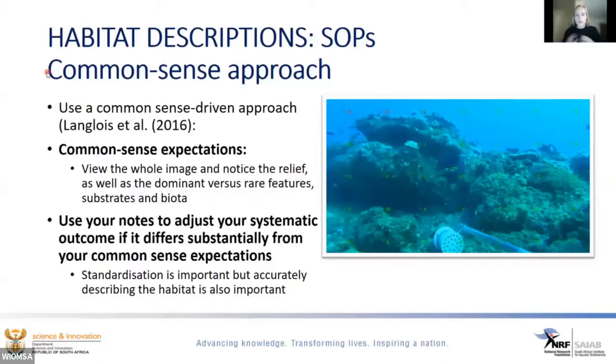So while we follow a system, it also requires a common sense element. Before you analyze the image, we ask that you do view the whole image, notice the relief as well as the dominant versus rare features, the substrates and biota, and come up with what you expect. What is the type of habitat that you expect should be shown by the habitat description process? Then once you have completed the systematic approach where you're defining every single point, use your notes to adjust your systematic outcome if it differs substantially from your common sense expectations. So what we're saying is standardization is important, but accurately describing the habitat is also important, ensuring that your data is representative of what you are actually seeing.